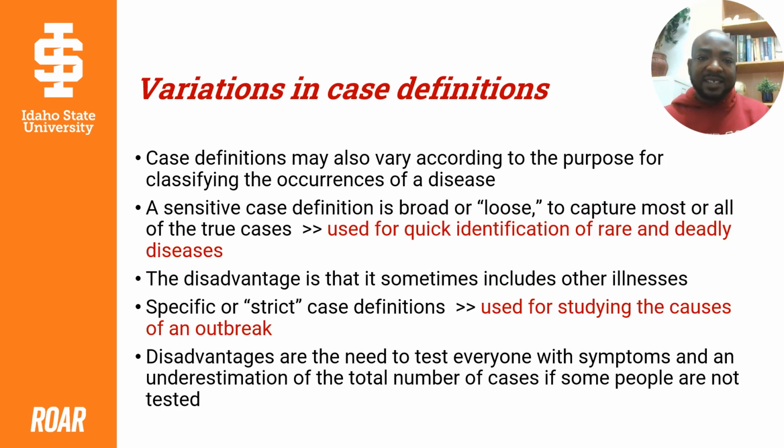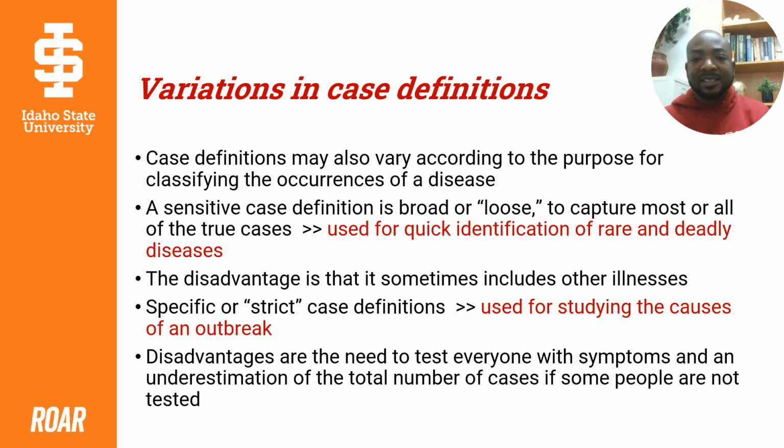So there can be variations in case definitions. Case definitions may also vary according to the purpose for classifying the occurrence of a disease. For example, health officials need to know as soon as possible if anyone has symptoms of plague or anthrax, so that they can begin planning what actions to take. For such rare but potentially severe communicable diseases, for which it is important to identify every possible case, health officials use a sensitive case definition.